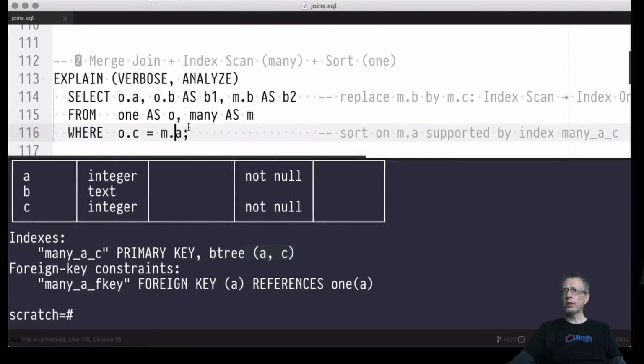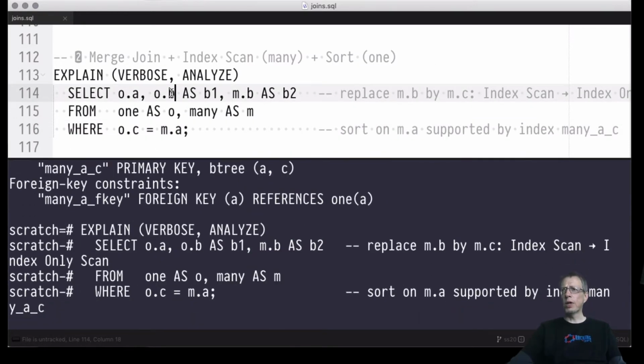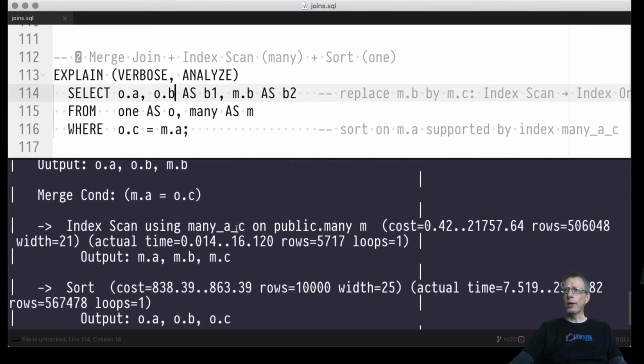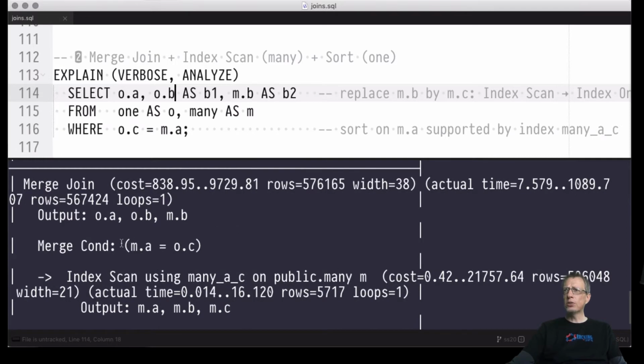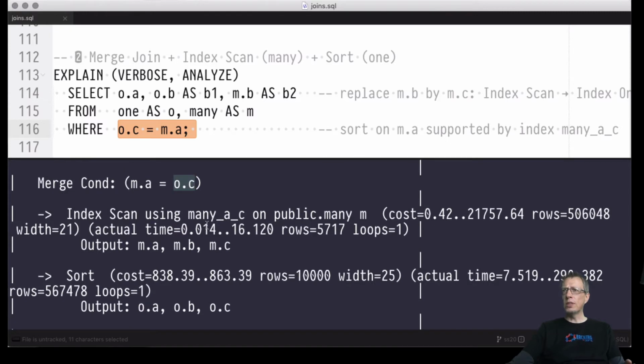So let's try that and look at the plan that is being proposed by PostgreSQL here. Indeed, it's a merge join, based on the join condition that we have defined here. This looks good to me. Now there must be two subplans that deliver their rows in A order on the many side and in C order on the one side. And this is indeed what we find.